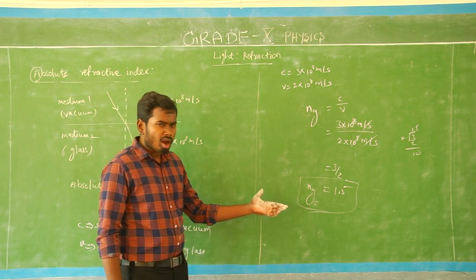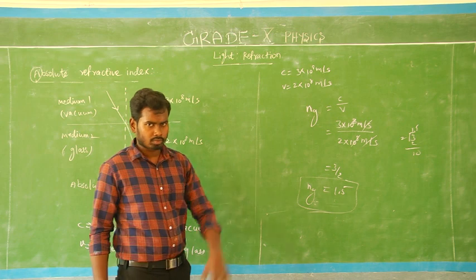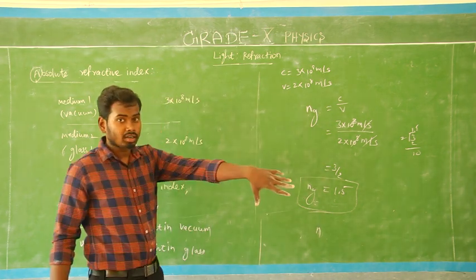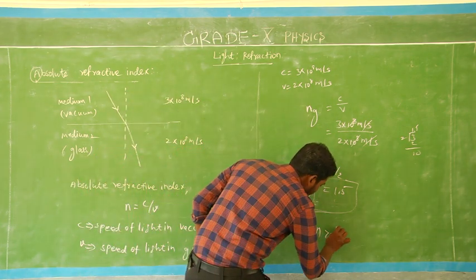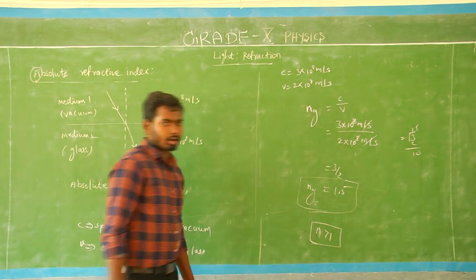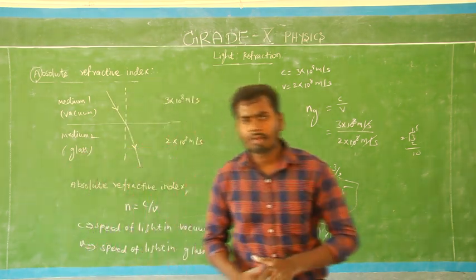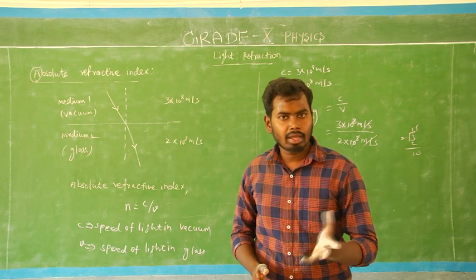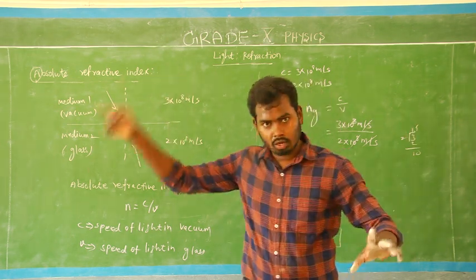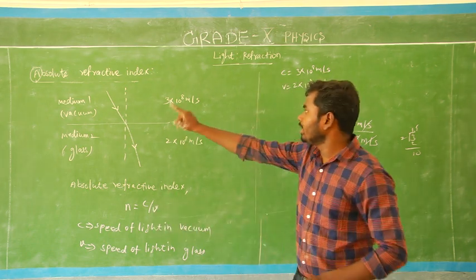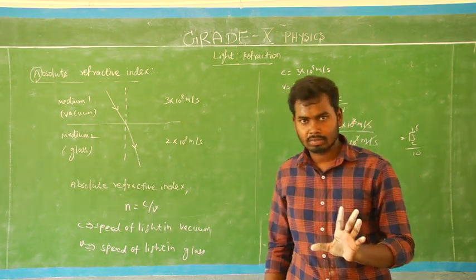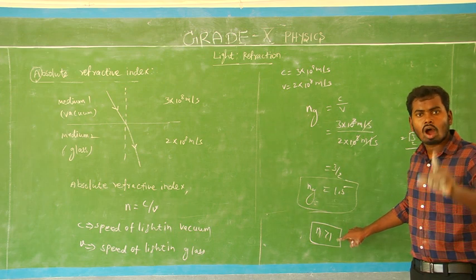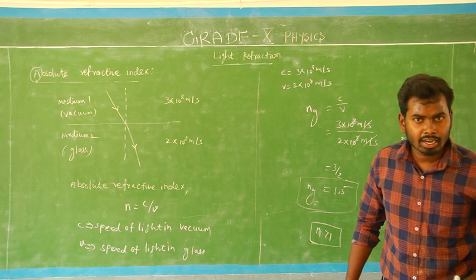whether it is smaller than 1 or higher than 1. This refractive index value is greater than 1. So in relative refractive index, the refractive index value can be greater than 1 or smaller than 1. But in absolute refractive index, isn't it, the refractive index value is always greater than 1.